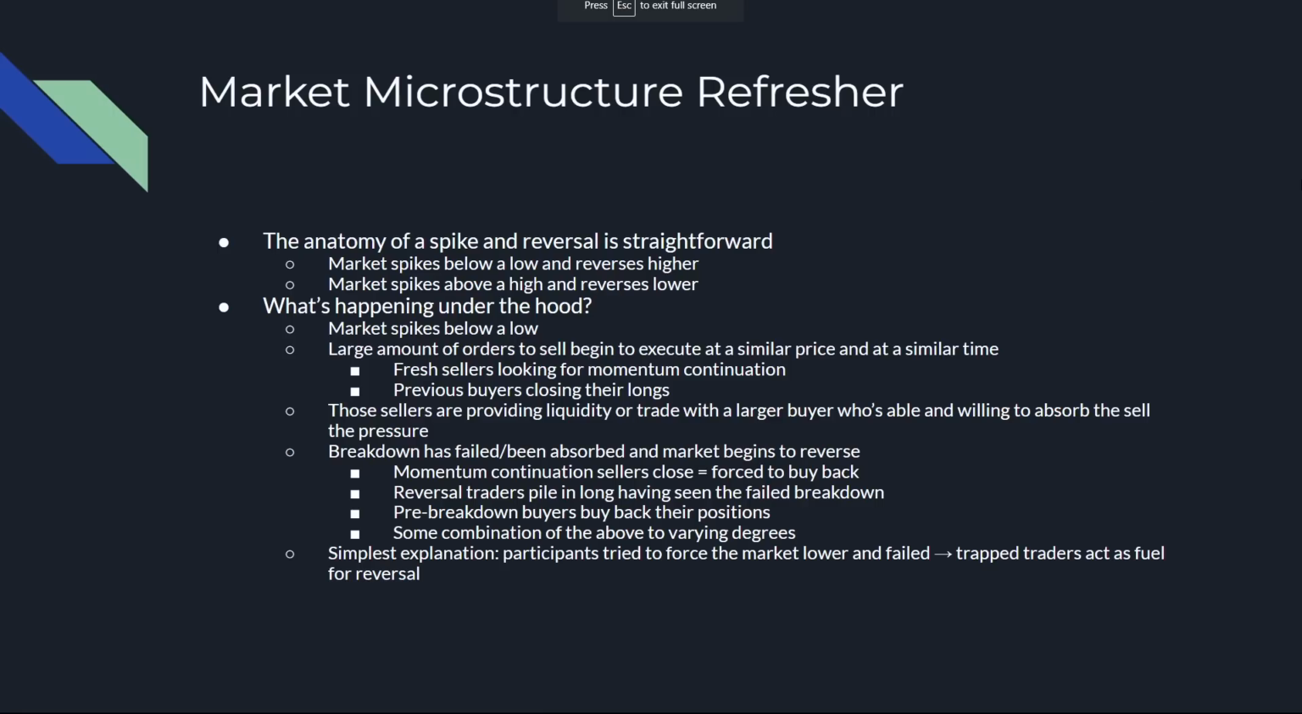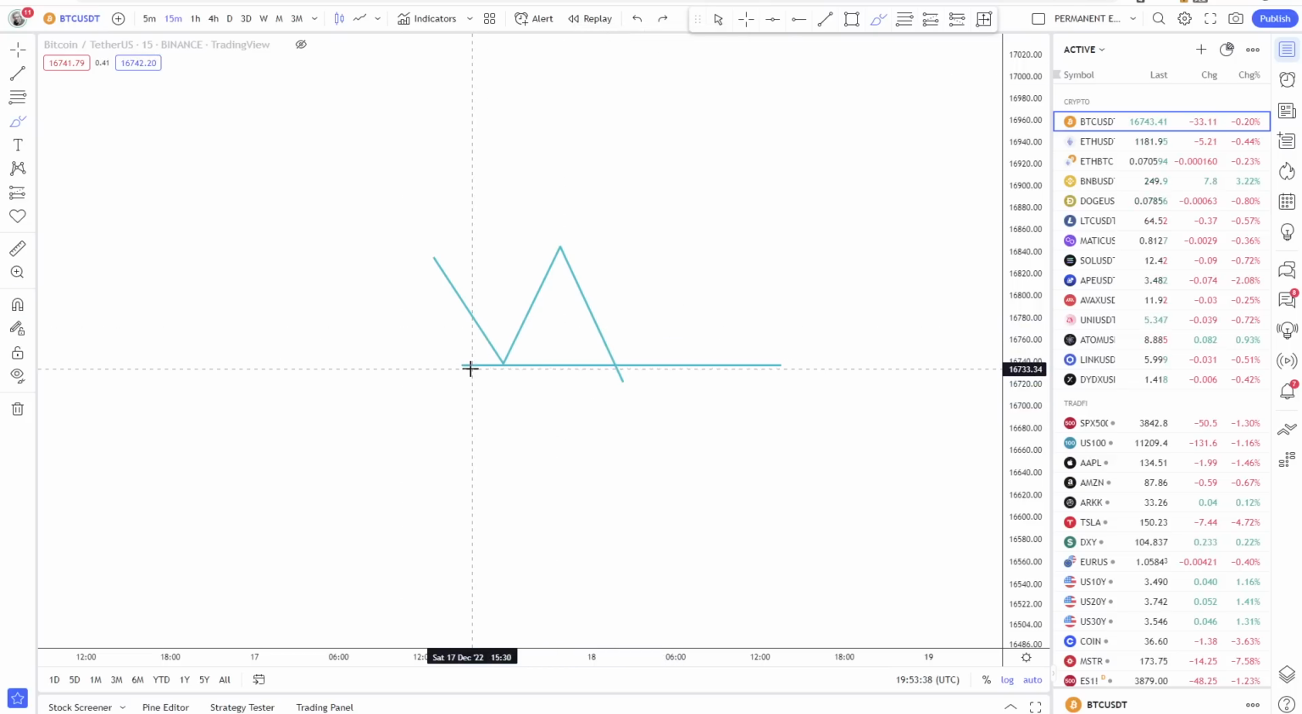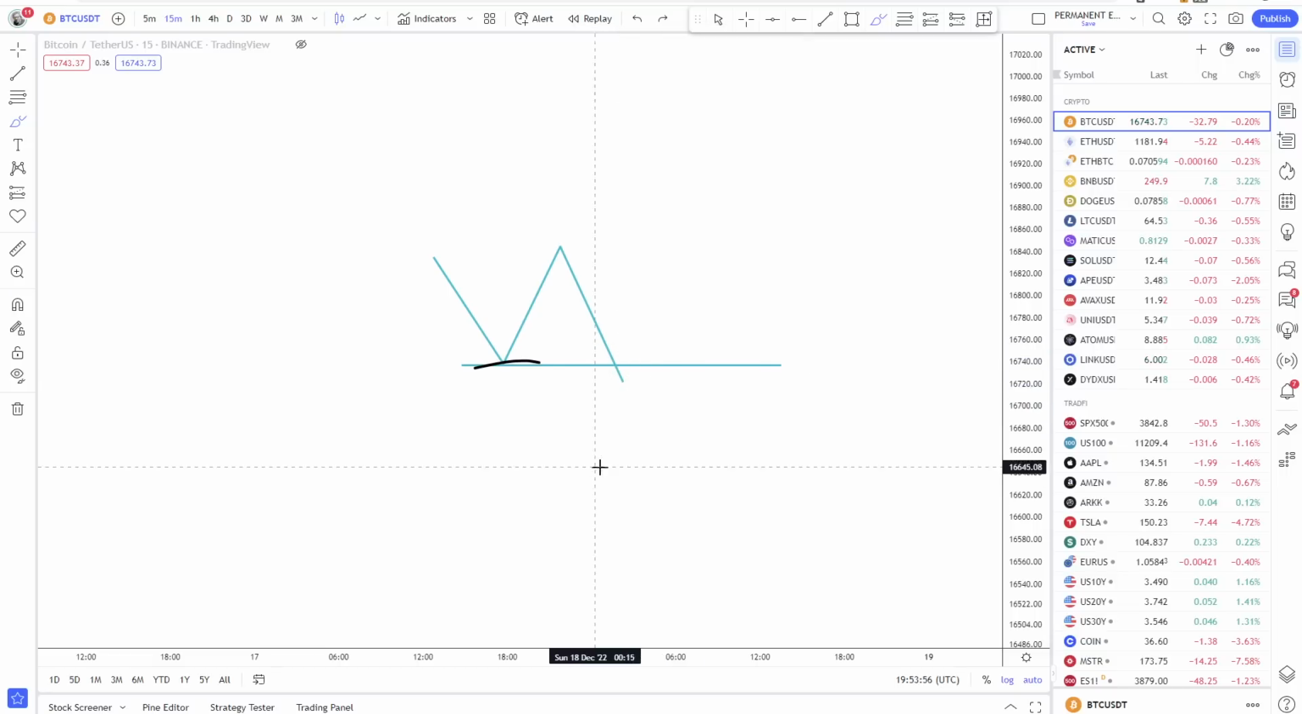Now, those sellers are providing liquidity or trade with a larger buyer who's able and willing to absorb the sell pressure. Because by definition, if a bunch of orders are being executed below this low, and a bunch of people start selling, if no one's willing to buy, then it's just going to keep moving lower until it finds a level of buyers to fill their market orders. Because again, market orders are immediate demands for liquidity. So the market will move as far as it has to before those orders start getting filled, even if it's crazy displaced and ends up being a large move.